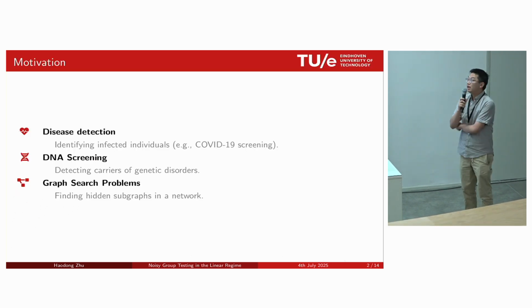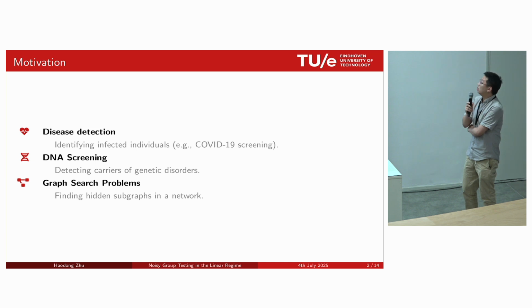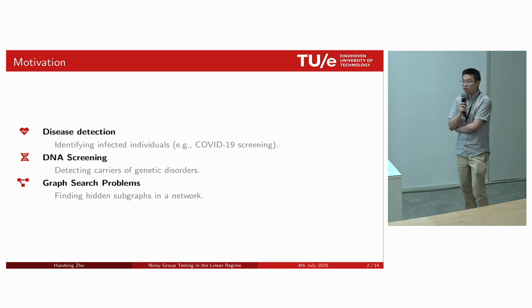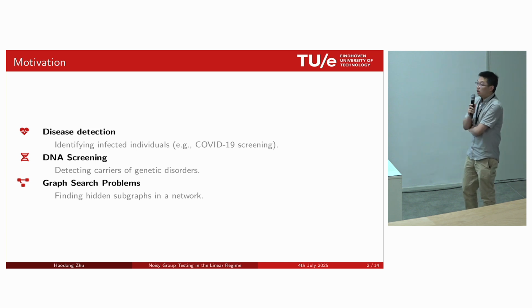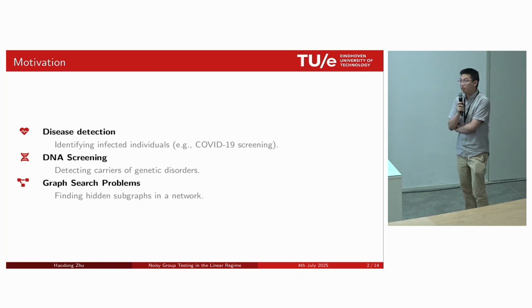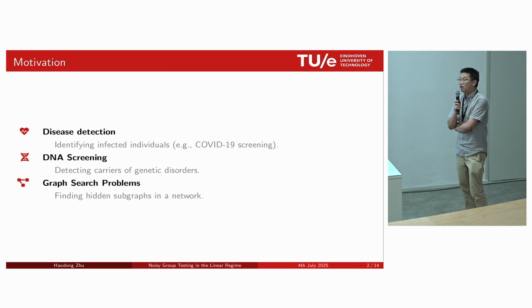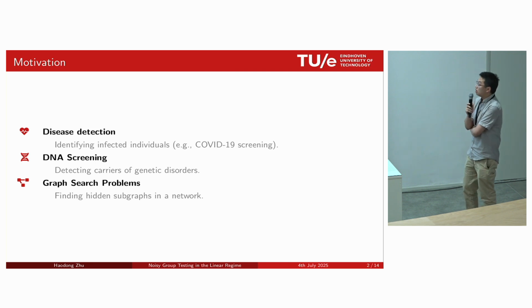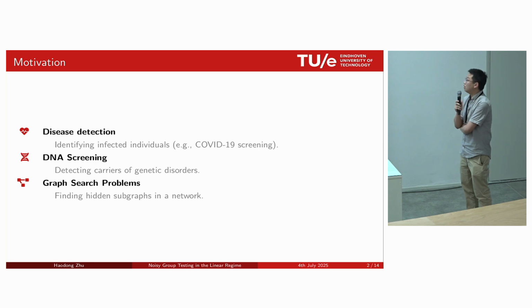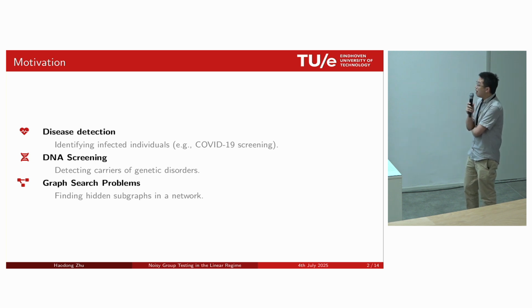Group testing was originally introduced during the Second World War when people wanted to efficiently detect a certain disease among soldiers. In recent years, it has also gained a lot of attention, especially during the COVID pandemic. Apart from disease detection, it is also used in detecting carriers of genetic disorders and finding hidden subgraphs in a network.